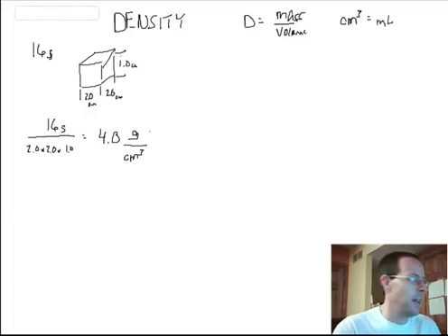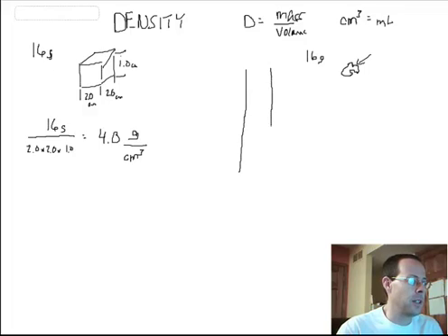The other way we could do this is, let's say we had some kind of irregularly shaped object, and let's still call it 16 grams. But now, it's just kind of a big rocky blob. There it is. How can we get the volume of that? Well, what we can do is we can have a graduated cylinder. It looks more like a flask than a graduated cylinder. And we can put some water in there. I'm just going to put a little bit of blue water in here.